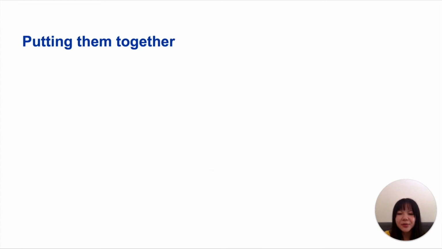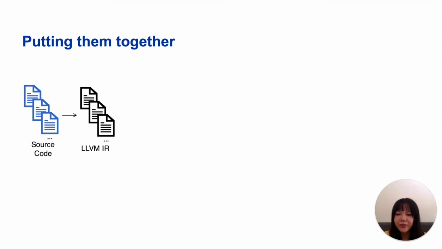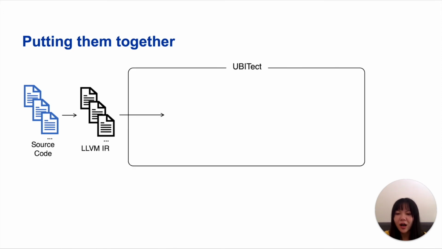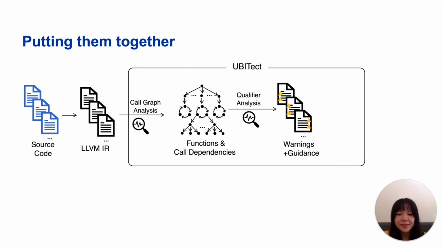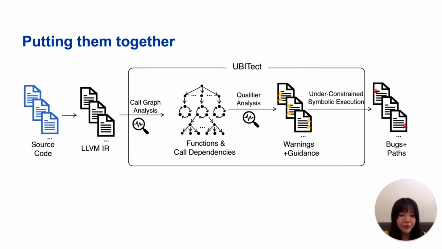Putting them together, we have the whole workflow. We combine the kernel source code into LLVM IR, construct the call graph, and do the bottom-up style qualifier analysis, generating warnings and guidance, and finally use symbolic execution to find the feasible path. If the path exists, then we report it as a bug. Besides the bug itself, we also report the corresponding path to the developer.